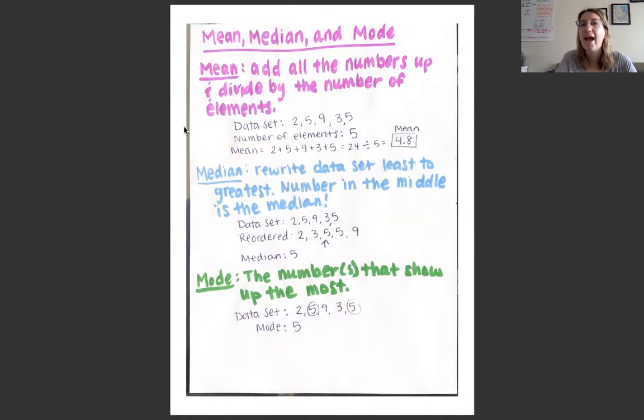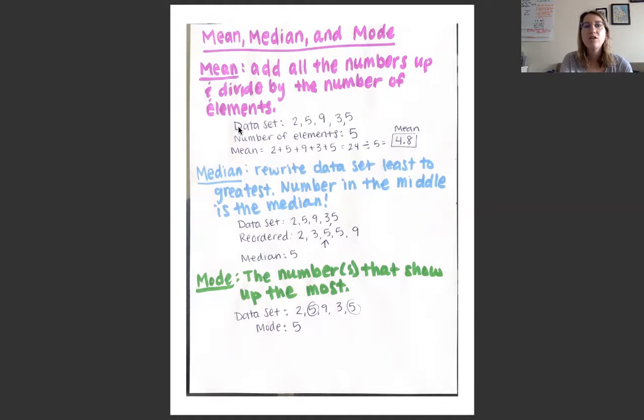Mean is actually finding the average of a data set of numbers. This is what I do when I'm trying to find the average of your test scores or the average of our class test scores. This is used a ton in life, which is nice because it's very straightforward and helpful. Mean is used in almost every occupation or job out there. So basically, the way you find the mean, or the average, is you add all the numbers up and divide by the number of elements.